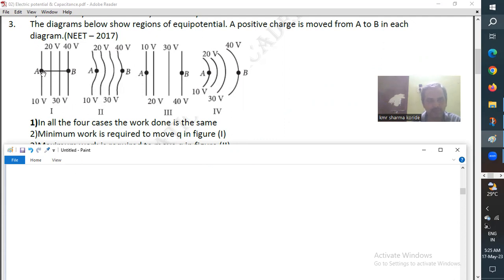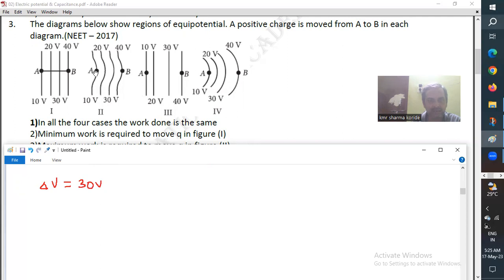Remember, when charge is moved from one equipotential surface to the other equipotential surface, in all the cases, the potential difference is 10 to 40. So how much is the potential difference? 40 minus 10. So potential difference is 30 volts only in all the cases.